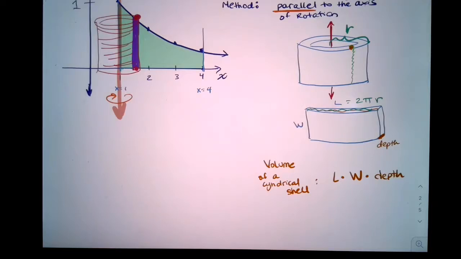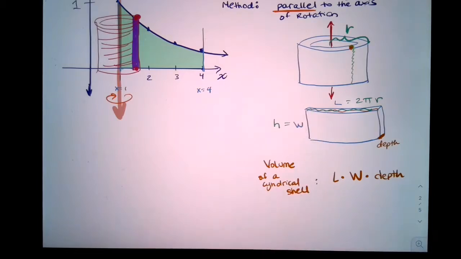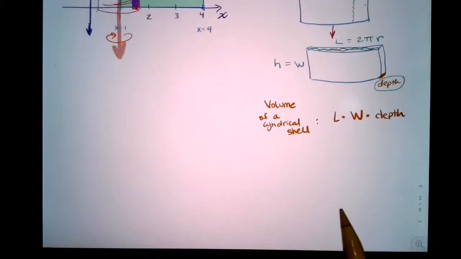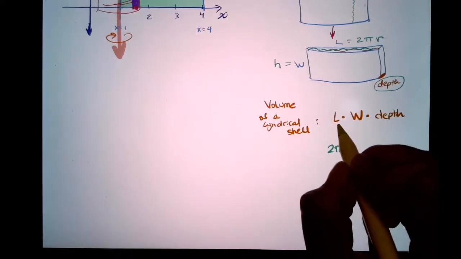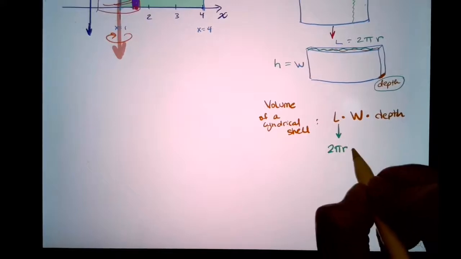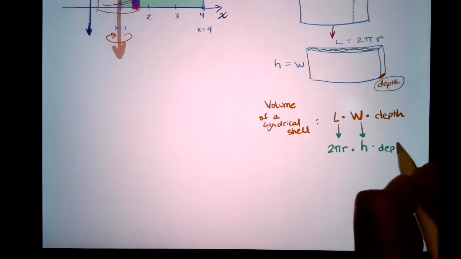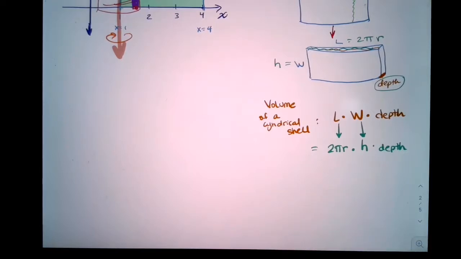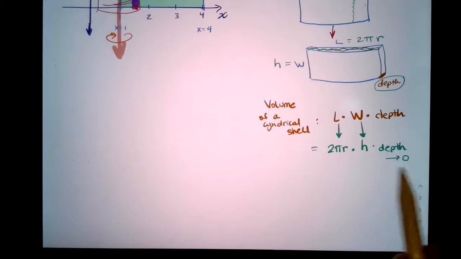Now, we're also going to relabel the width. We're going to call that h, like, what's the height of that rectangle? And then I have this extra dimension of depth. So I'm going to put all those puzzle pieces together here in the volume of this cylindrical shell. 2 pi r translates to the length. We renamed the width as h for height. And then we have this extra dimension of depth. Keep in mind that extra dimension is the thing that I want to get really, really thin. That is the thing that I want to get closer and closer to 0. That thing is going to tend to 0.